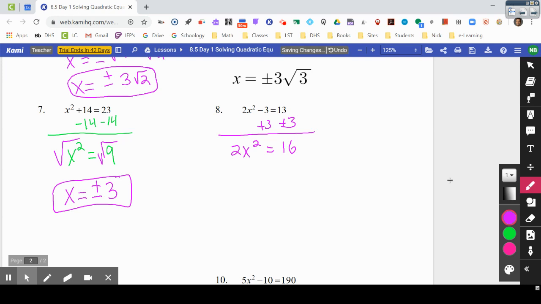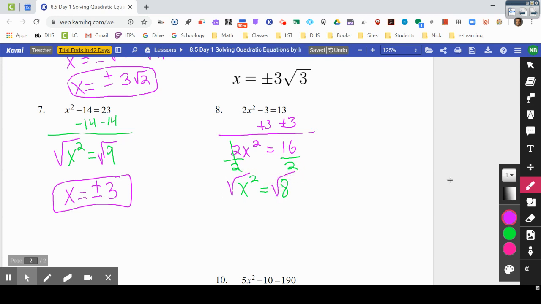Now I still have to isolate it, because this 2 is out in front of my quadratic. I'm going to isolate it by dividing by 2, that's the inverse operation here. So now I get x squared is equal to 16 divided by 2, which is 8. Now I'm ready to take the square root of both sides. So I take the square root of my left side, and I take the square root of my right side.